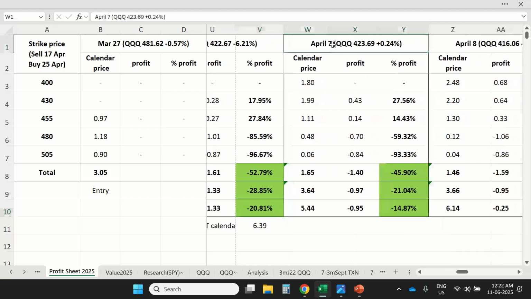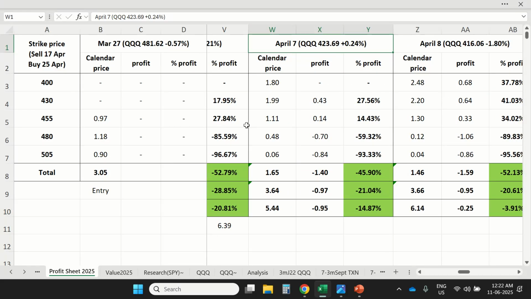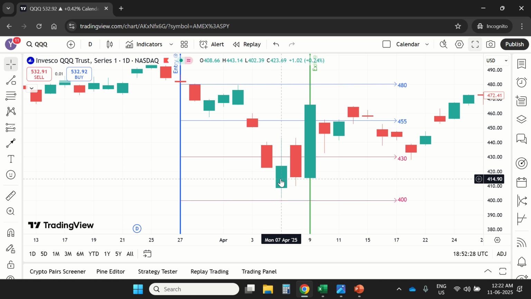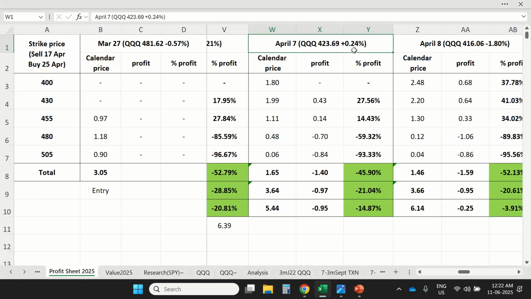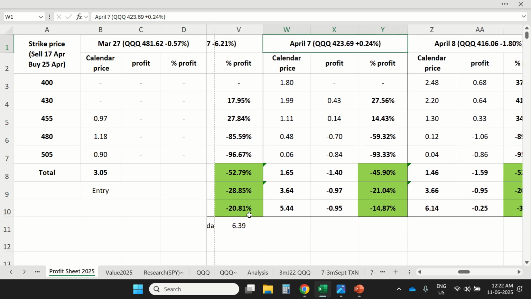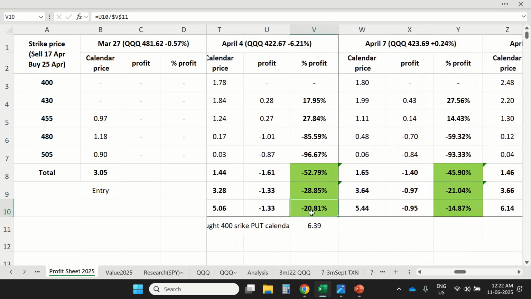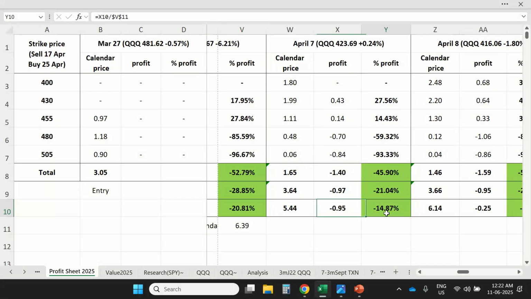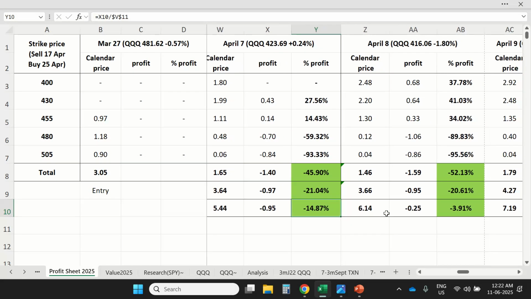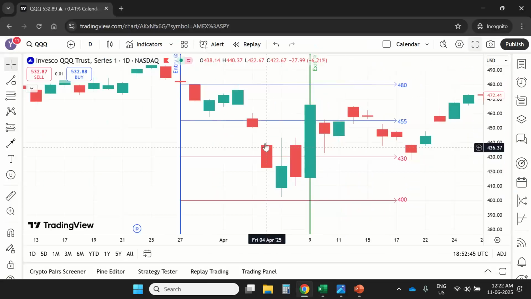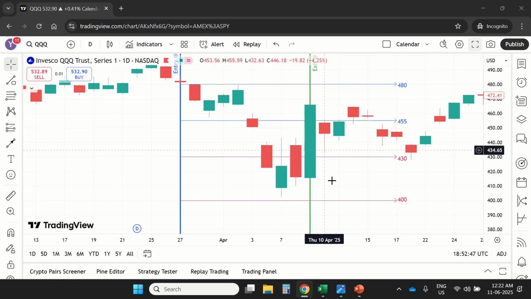Now on 7th of April, QQQ closed at 423. So now eventually it started recovering back. So 7th of April was this day, and QQQ was in a profit of 0.24%, and my return also improved. From minus 20.81, it's starting to go back to minus 14.87. So now you can see as it is bouncing back, now we will start making profits.